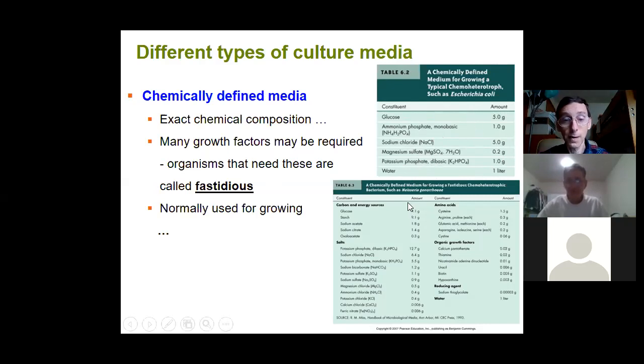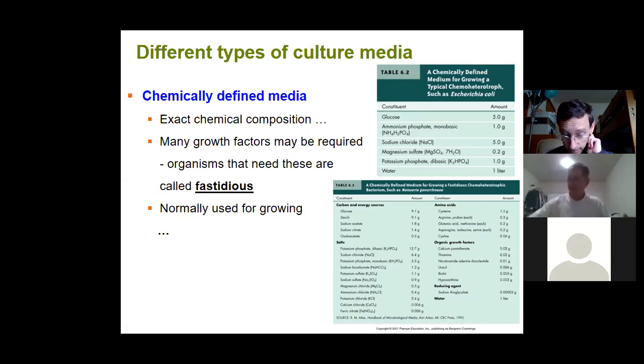Now here's a much more complex media, but it's still chemically defined. We're adding amino acids, organic growth factors, sodium thioglycolate as a reducing agent, and then water. It has a large number of salts added to it. A media that requires many growth factors would be used by a fastidious organism. That's one where you need to add many growth factors in order for that organism to grow.